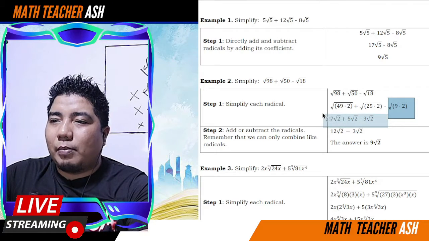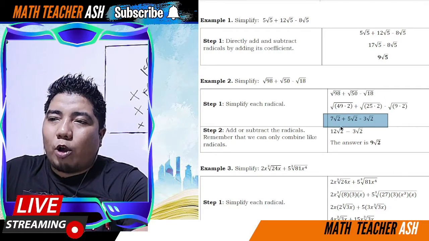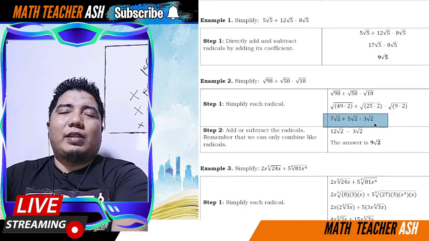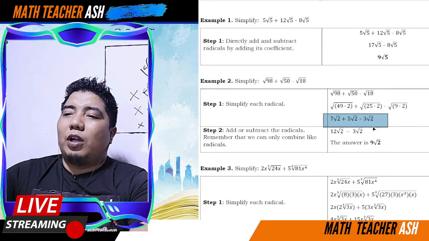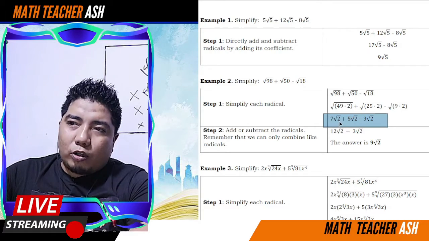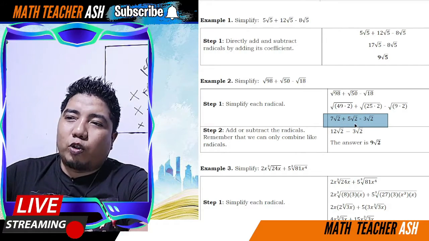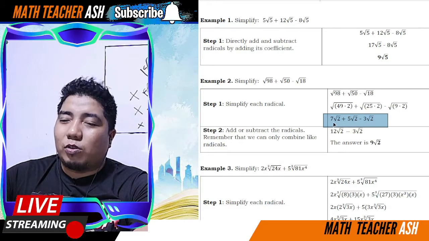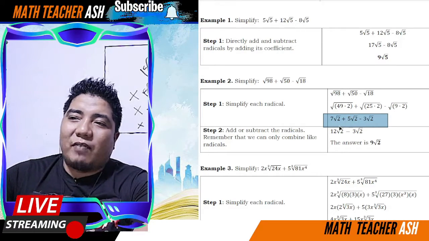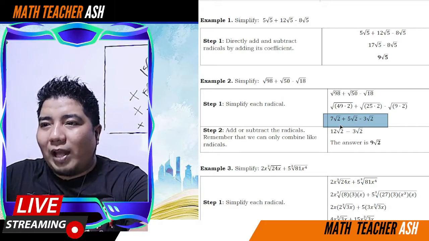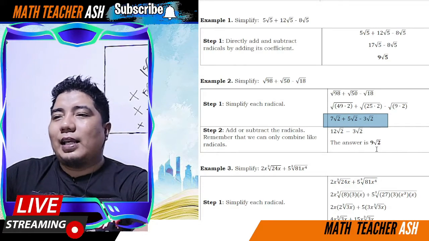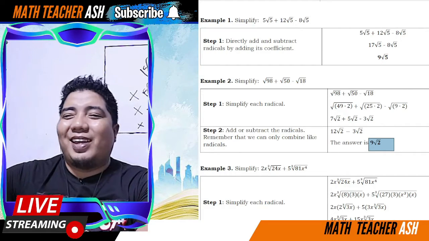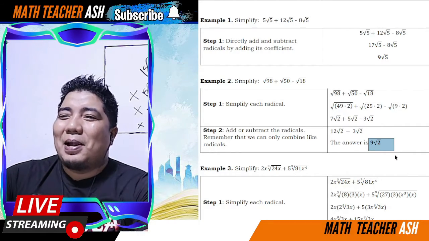Now, as you can see, my dear math learners, magkapareho na sila ngayon. Katulad kanina sa example number 1, they have the same radicand. So, therefore, 7 square root of 2 plus 5 square root of 2 minus 3 square root of 2, ang gagawin mo lang is to add and to subtract. So 7 plus 5, that is 12. 12 minus 3, that is 9 square root of 2. And that is easy, right? Easy lang talaga, my dear math learners.